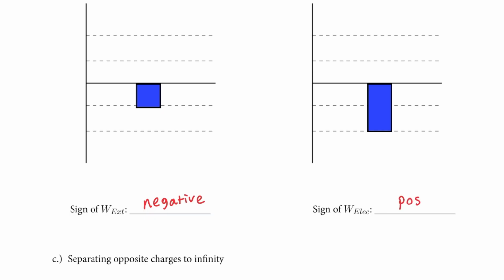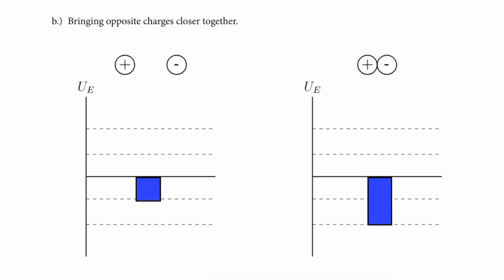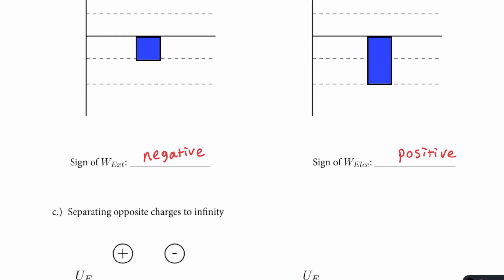And the work done by the electric field is always opposite. And again, we can see this works with the mechanics definition because these two charges do want to get closer together, so I'm doing what the field wants. So my electric field is doing positive work.